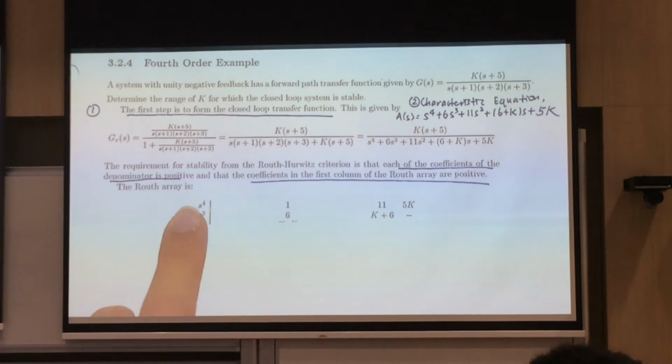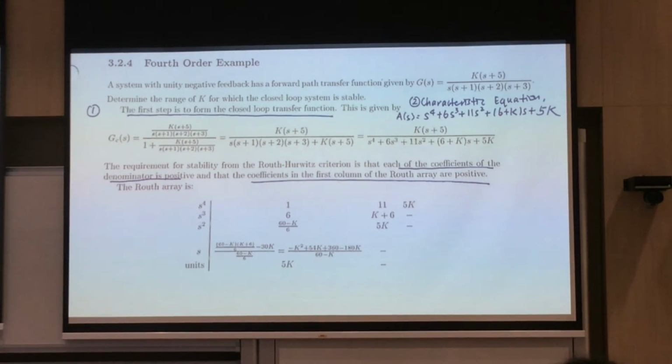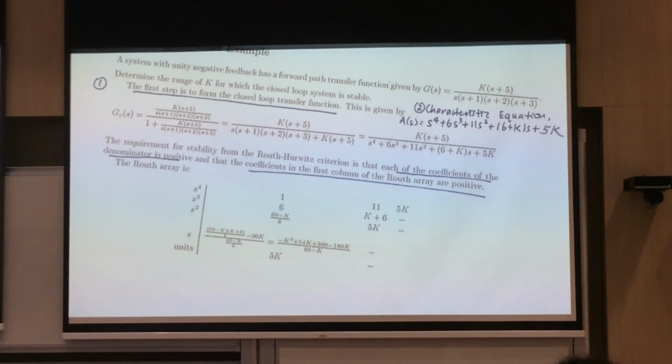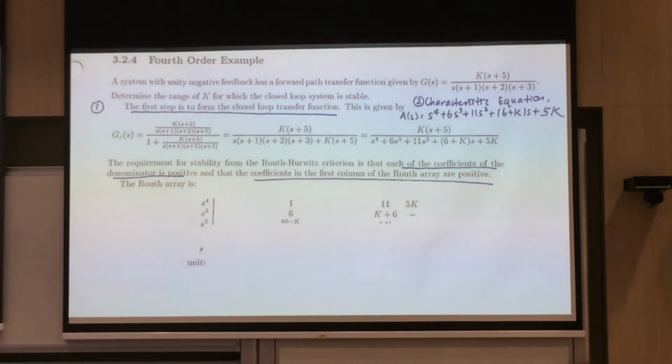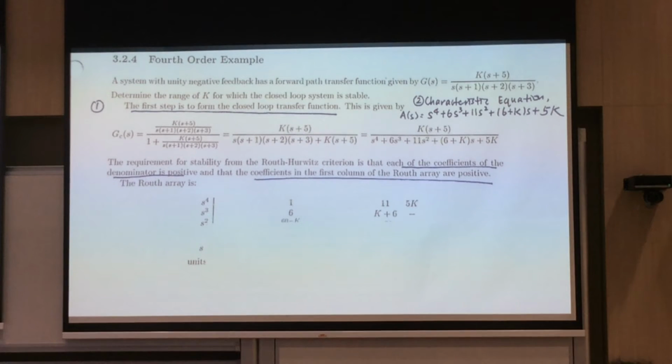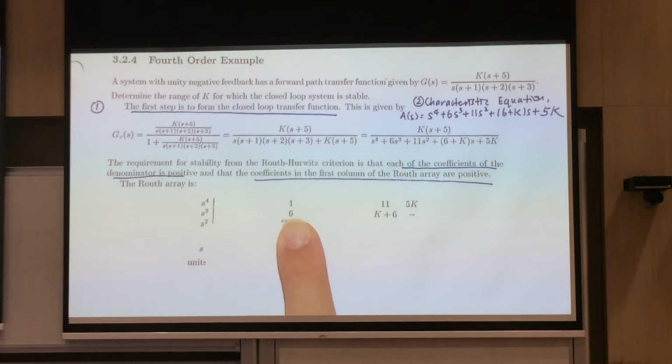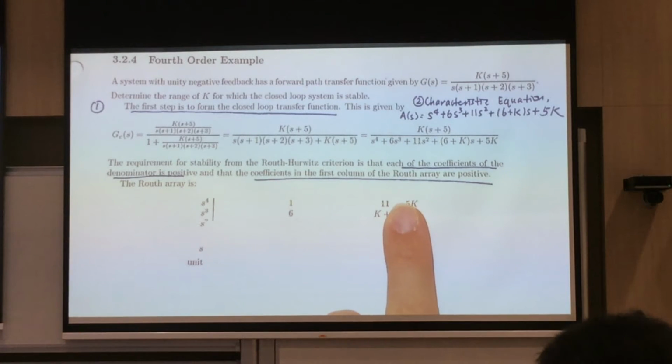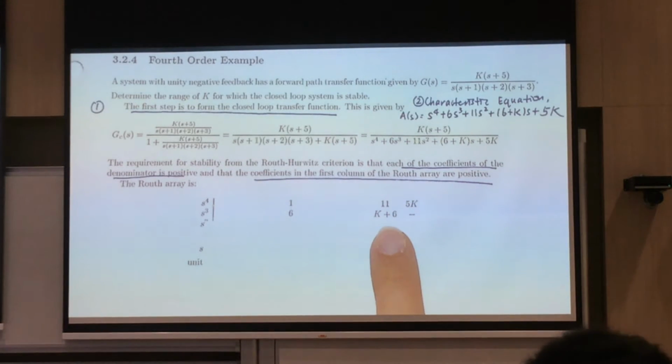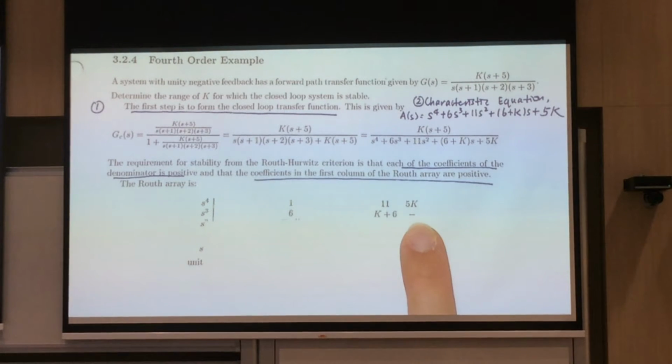Okay? S to the power 4, S to the power 3, S to the power 2, S to the power 1, all the way to S to the power 0. Okay? Next, you fill your coefficients. So this A4, which is 1. A3 down here, 6. A2 is 11. A1 is 6 plus k. A0 is 5k, and then nothing.